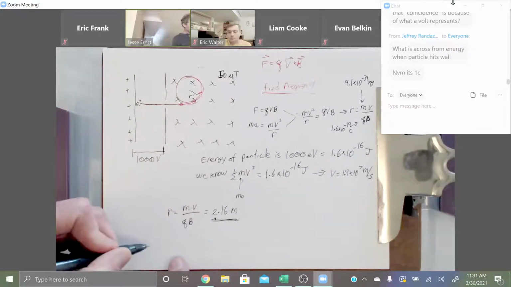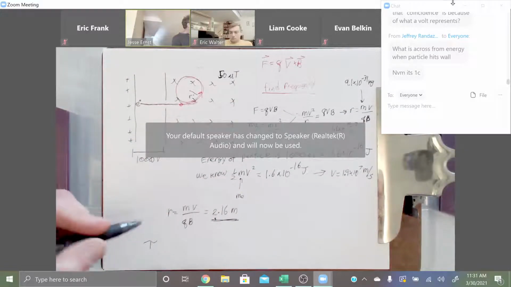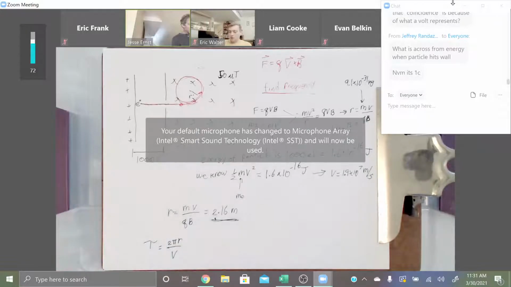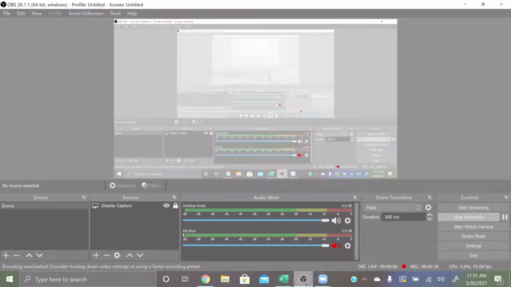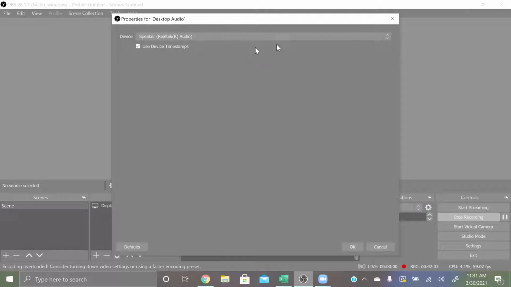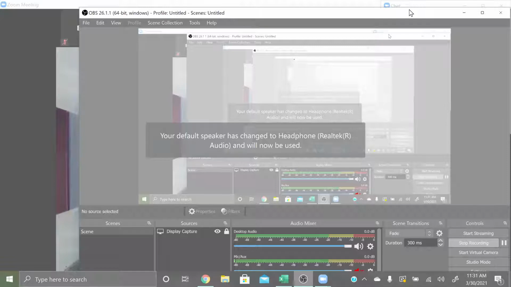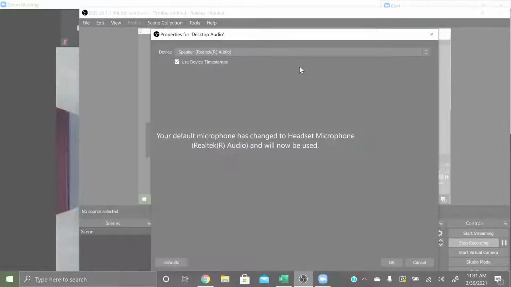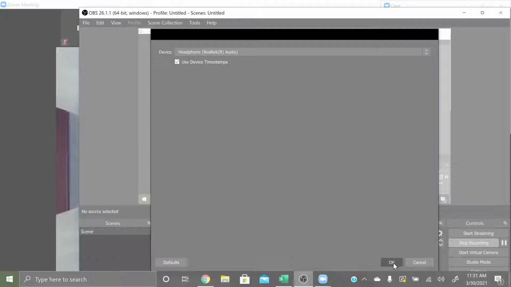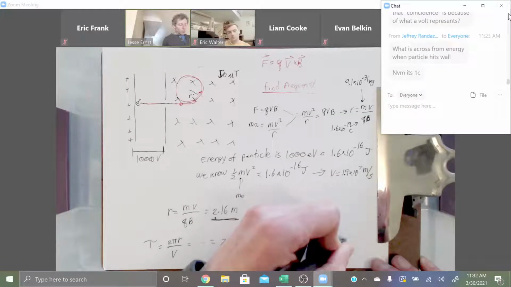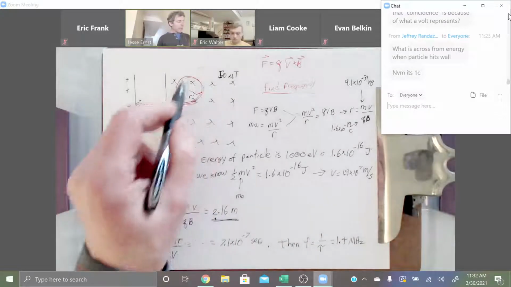The period... the frequency is 1 over the period, which is about 1.4 megahertz. So it will make about 1.5 million laps per second.